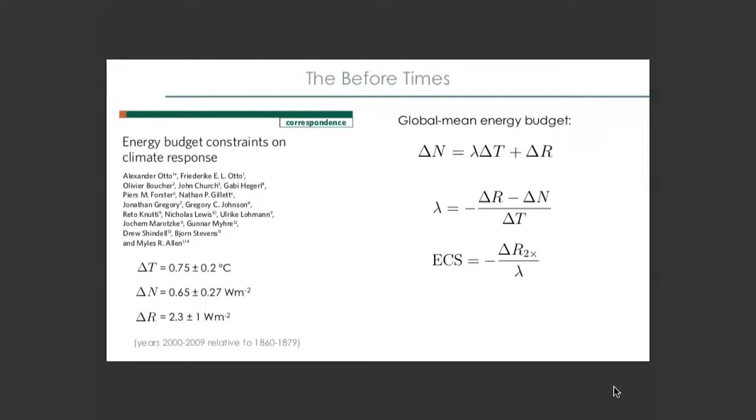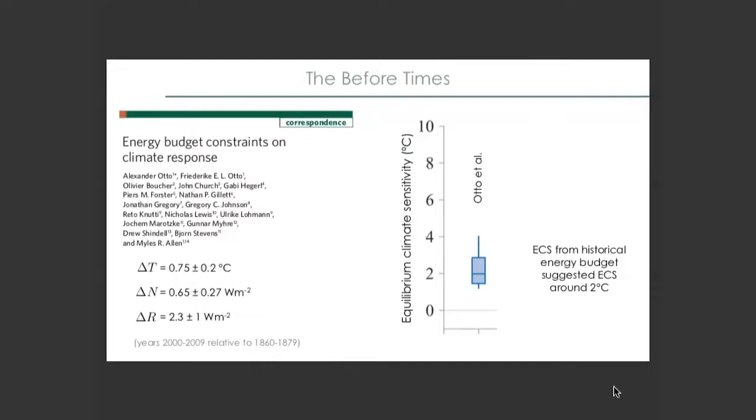So when you do this, none of these buttons work anymore. There we go. So when you do this, what Otto et al. got is essentially 2 degrees for ECS, with a fairly small range from about 1.5 up to about 4. So tightly constrained.